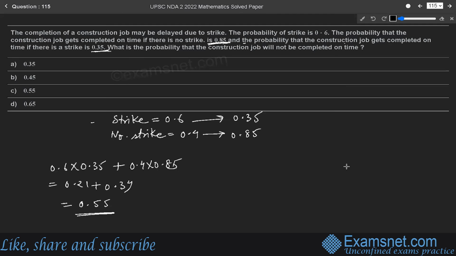But the question is, what is the probability that the job will not be completed? So if this is the probability of job getting completed, then probability of job not getting completed will be 1 minus 0.55, which is equals to 0.45. So this is the probability that job will not be completed on time. Therefore, the correct option is option number B.